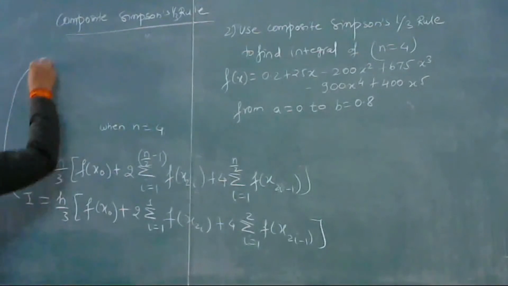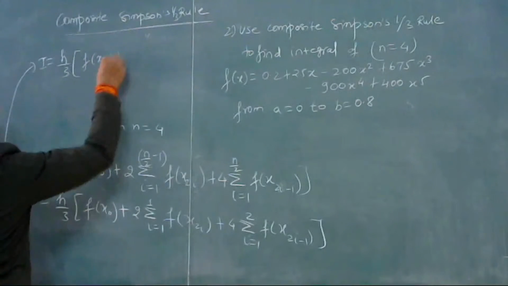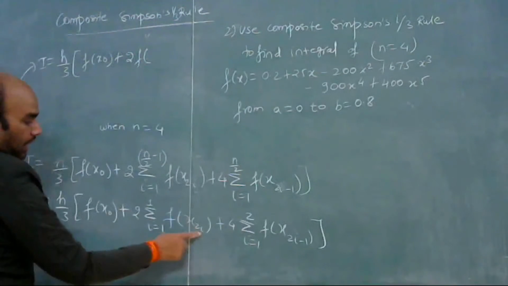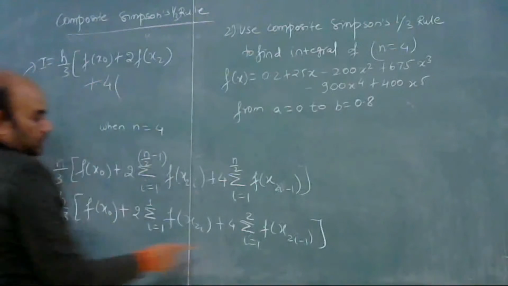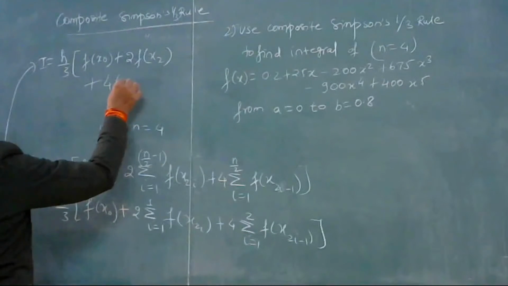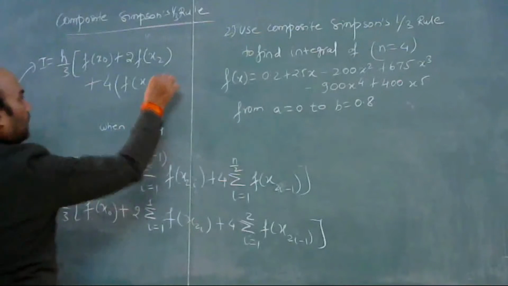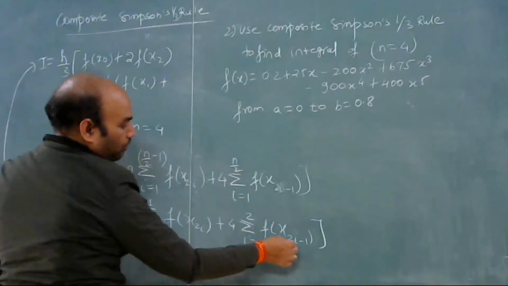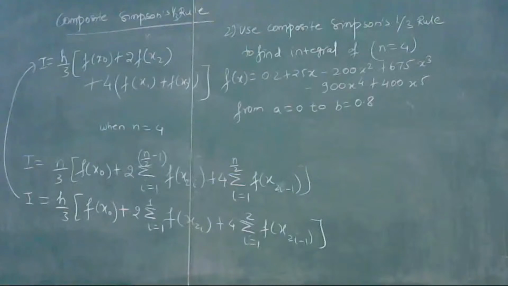So I will be equal to h upon 3 times f of x0 plus the summation from i equal to 1 to 1 of 2 f of x2. Plus 4 times, first we put i equal to 1: 2 into 1 minus 1 is 1, so this will be f of x1, plus we put i equal to 2: 2 into 2 is 4, 4 minus 1 is 3, so f of x3. Okay, like this.